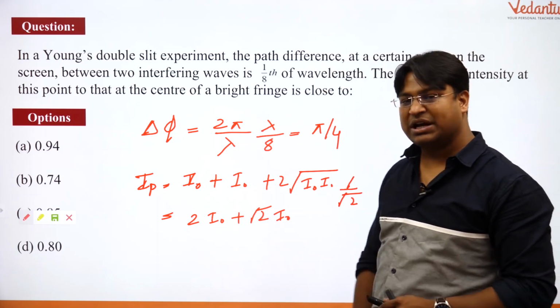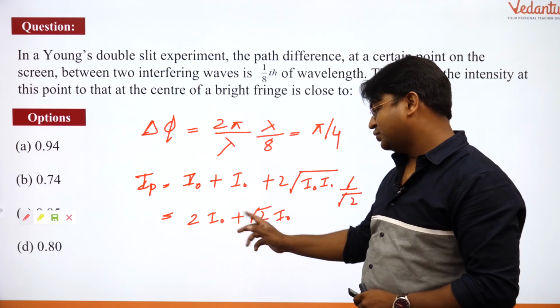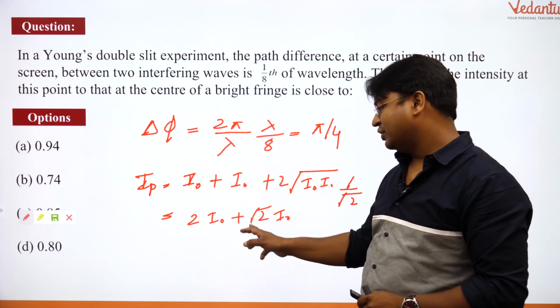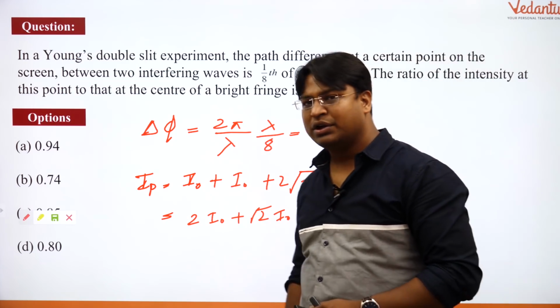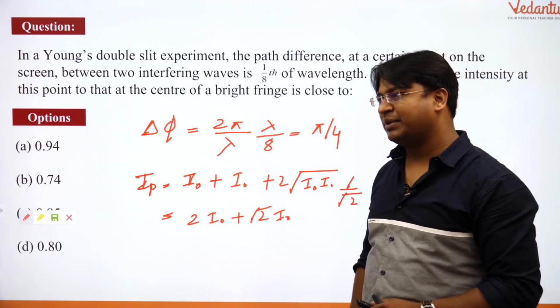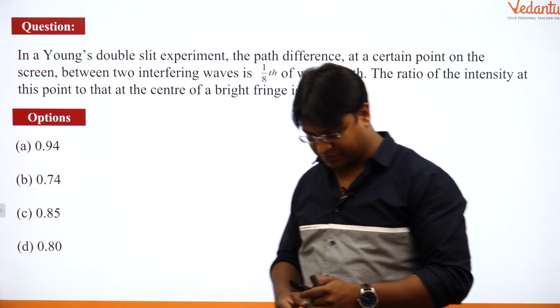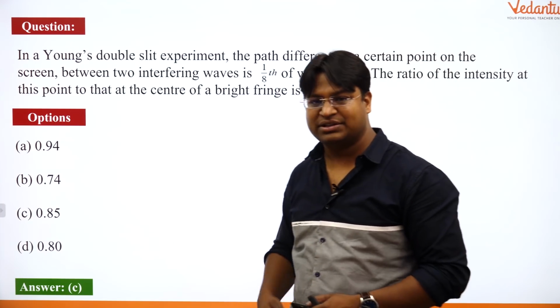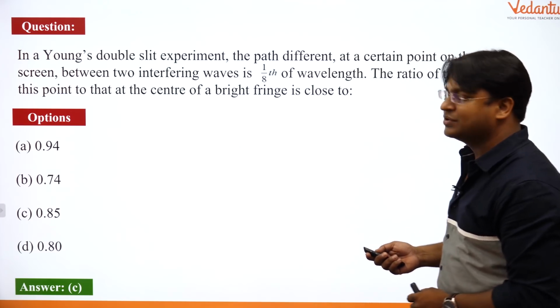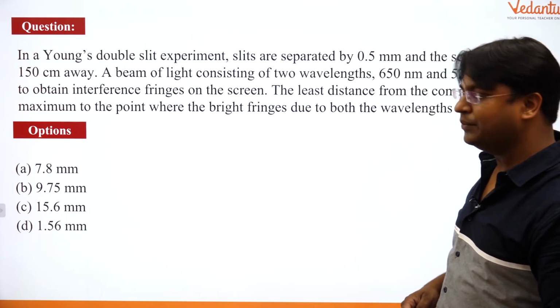Okay, so what kind of answer am I expecting? 2 plus root 2 divided by 4, I naught will get cancelled. Root 2 can be written as 1.4. So 3.4 divided by 4 is around 0.85. So I think C should be the correct answer, and yes, it is. Okay, so let's move on to the next question now.